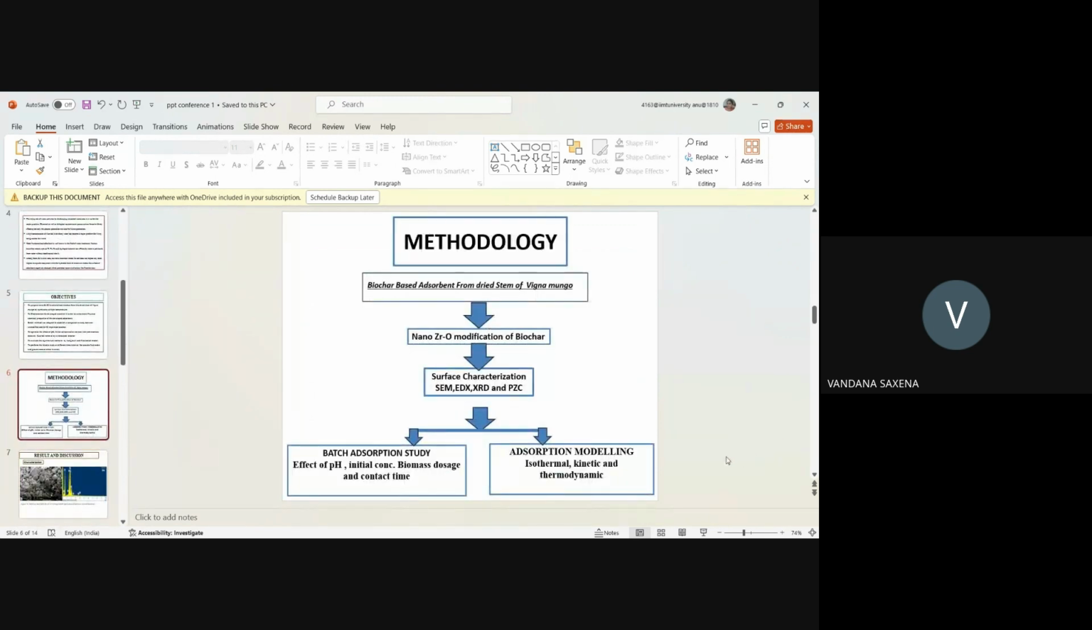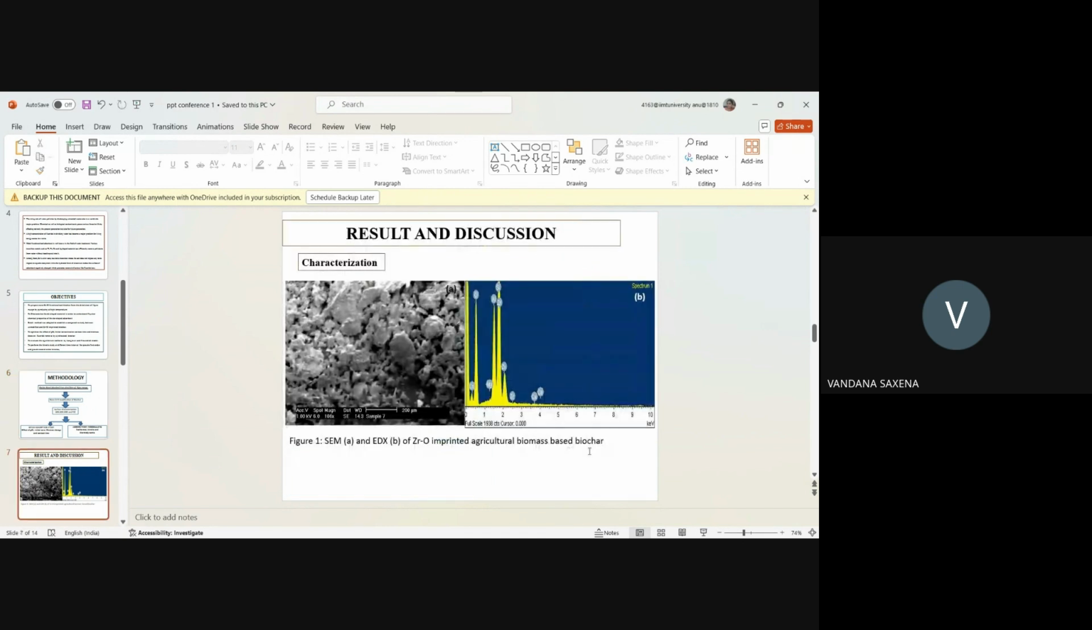So here is the flow chart describing the synthesis of our material and its analysis for defluoridation. We first develop our biochar, and after that we performed the surface characterization. After surface characterization, we performed batch adsorption studies and collected the data. After collecting the data, we also did its modeling by isotherm and kinetics.